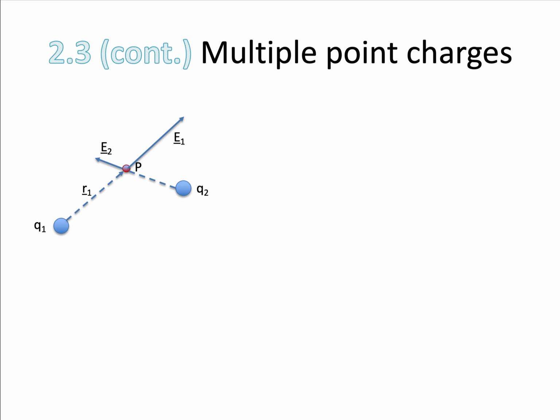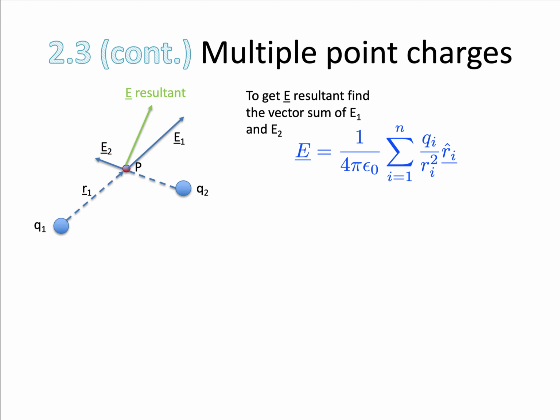So to get the resultant field, we add the vectors E1 and E2. Remember, to add vectors, you can lay them end to end, so we end up with this as the resultant field, magnitude and direction. And this is the equation for adding the electric field from multiple charges, where n is the number of charges that you have.